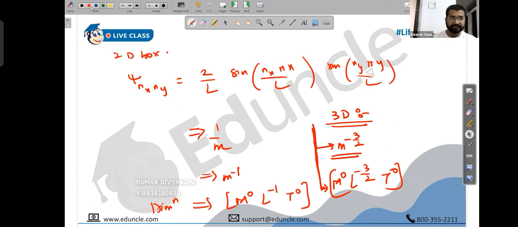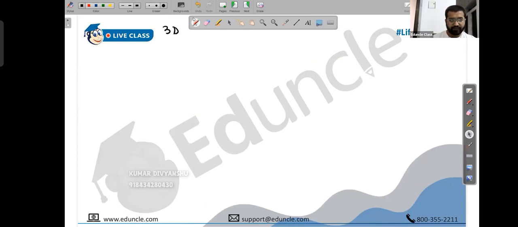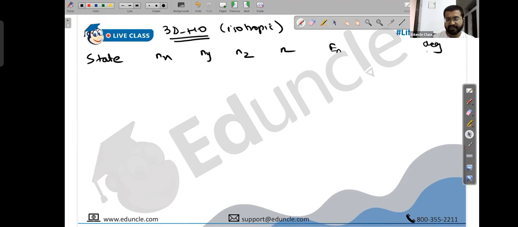Okay, people. Chalo. Let's go back to our harmonic oscillator, the 3D harmonic oscillator, but isotropic. So I want us to again create a table. Let's work on the table. 3D harmonic oscillator, isotropic. So let's start with the state, then again the values of nx, ny, nz respectively, and the value of n, and then the value of En, and then the value of degeneracy. So En is this time (n + 3/2) into ħω.